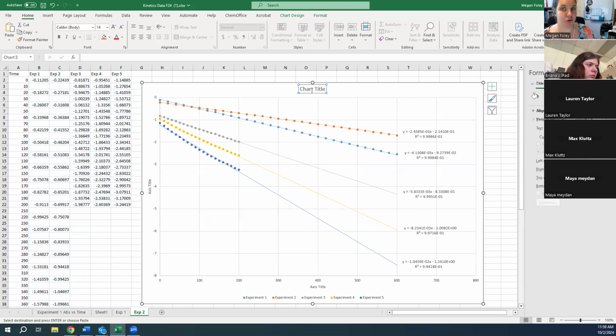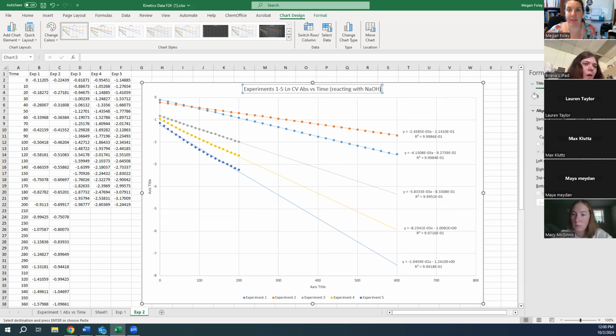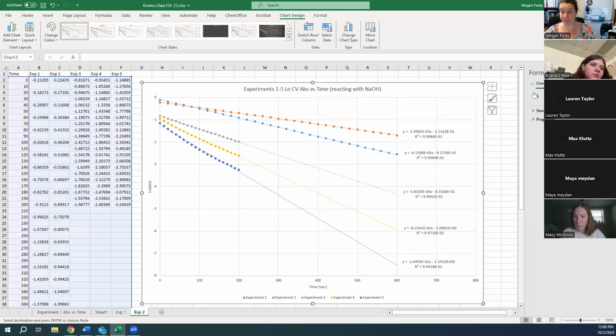Then it's just about adding chart titles. So this is experiments 1 through 5. Natural log of crystal violet absorption versus time, reacting with NaOH, something like that. And then this is natural log of absorption, and this is time in seconds. And then our trickiest graph is complete.